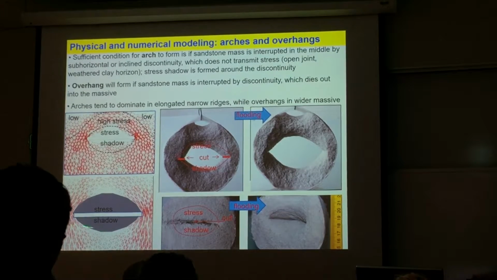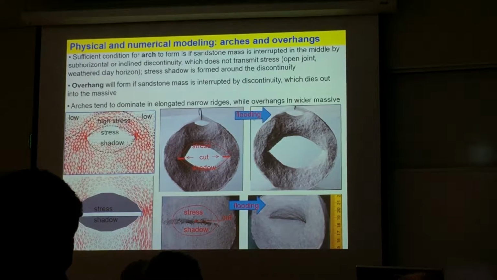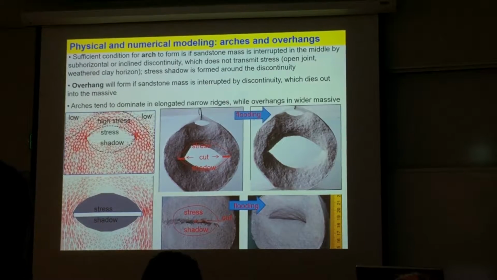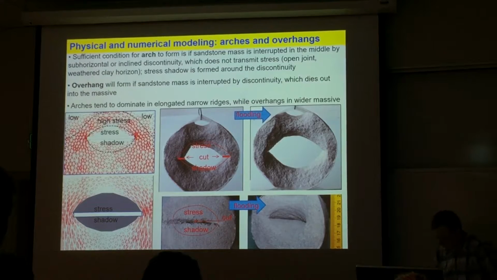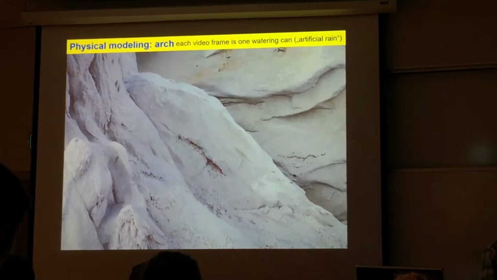An overhang is basically a very similar form to an arch, except the discontinuity doesn't go across the muscle, it dies out in the muscle. So it doesn't create the arch, but the half dome, say, or whatever to call it. So after flooding this discontinuity, you have a nice alcove or overhang there.